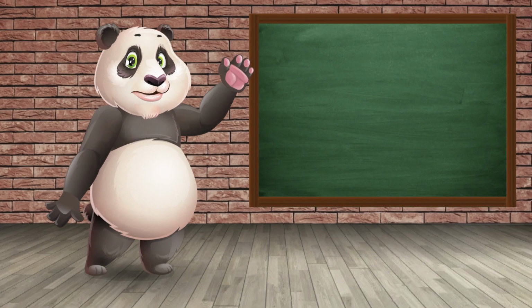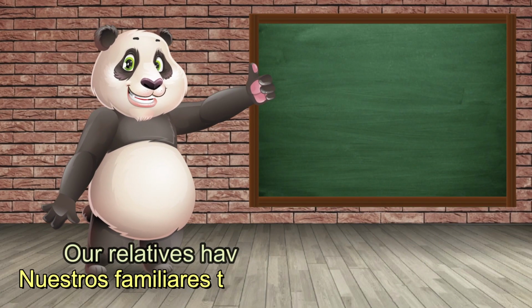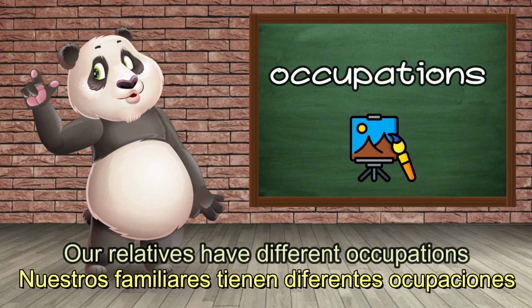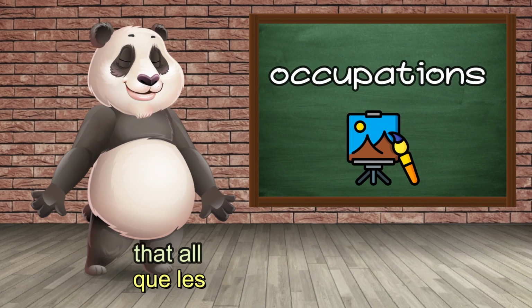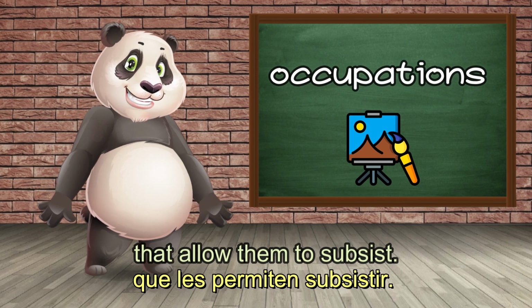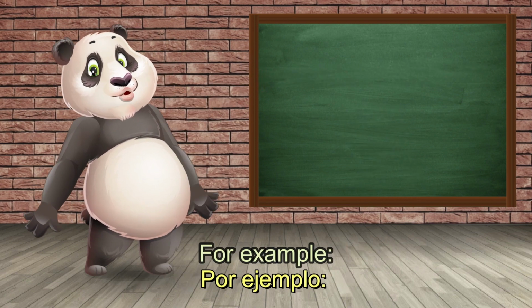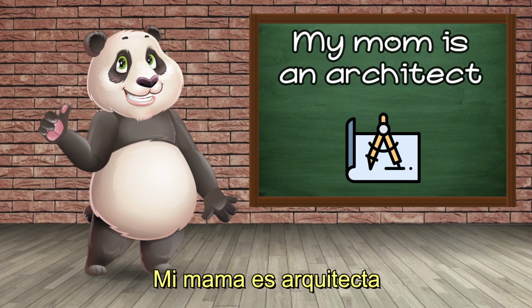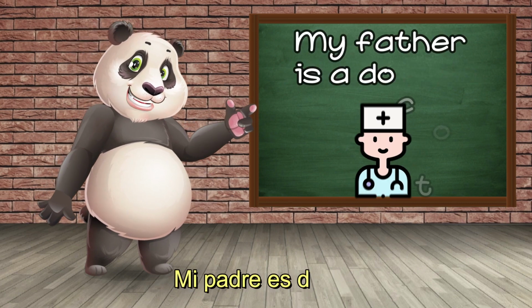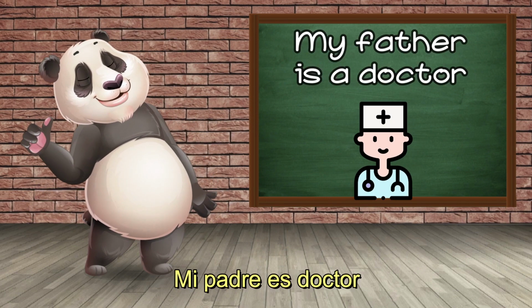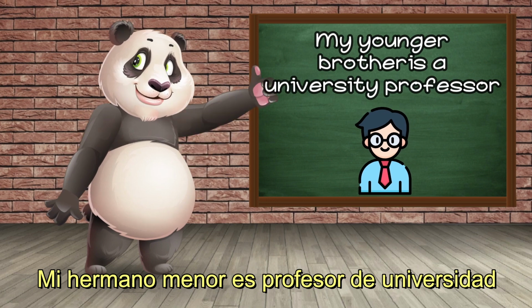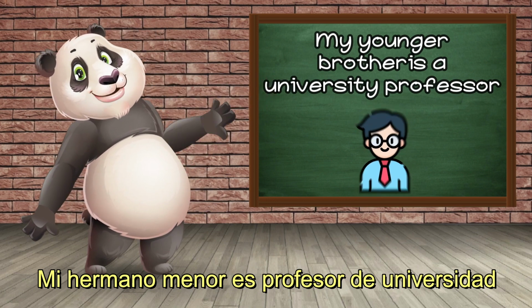I'm Panda, your teacher. Our relatives have different occupations that allow them to subsist. For example, my mom is an architect. My father is a doctor. My younger brother is a university professor.